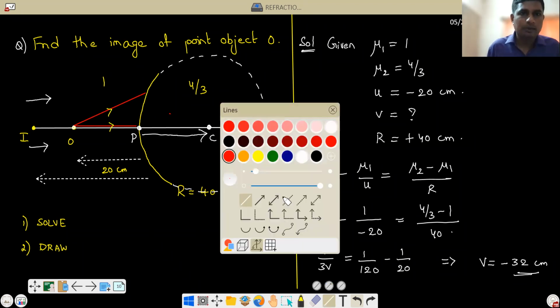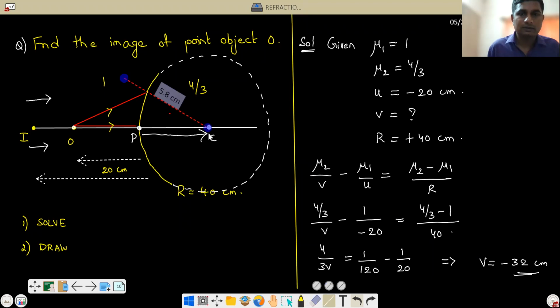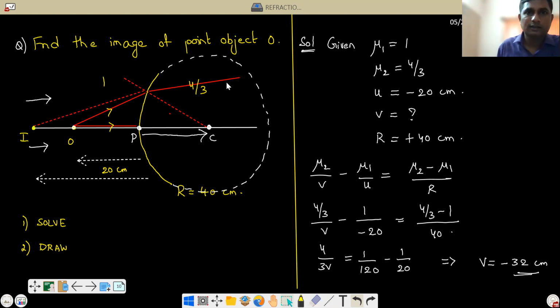Now at this point, this is called the normal, passing through the center of curvature. Now this ray either can go towards the normal, or it can go straight, or it can get diverged. Correct or not? How to draw this ray depends on this image. Right now the image is here. So you have to draw a line from here to here like this. Now our ray is like this. This is called the refracted ray.